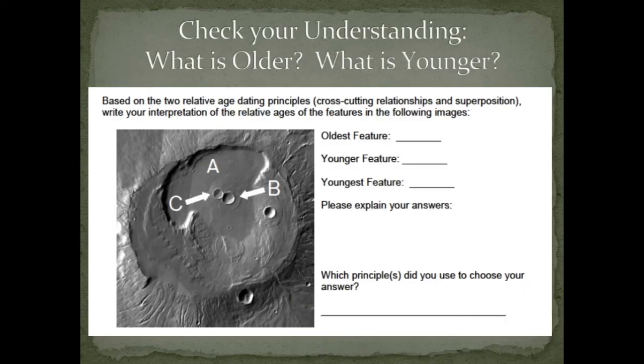Okay, let's check your understanding again. So based on the two relative age dating principles, that cross-cutting relationship and that law of superposition, can you write out the relative ages of the features in this image of a planet? Okay, so you see you have a crater here. That's crater A. We have crater C and crater B. So which is the oldest feature, which is the youngest feature, and explain your answer. And then say which principle you chose to use to answer this question. So pause the video, write it down on a piece of paper, and then play the video again when you're ready for the answer.